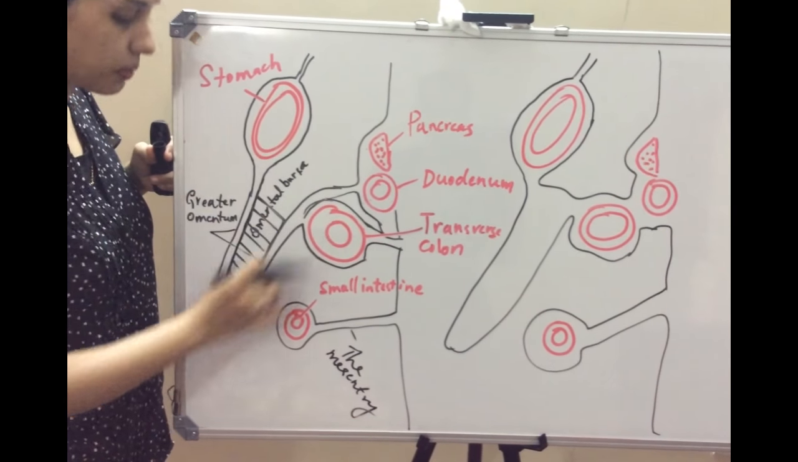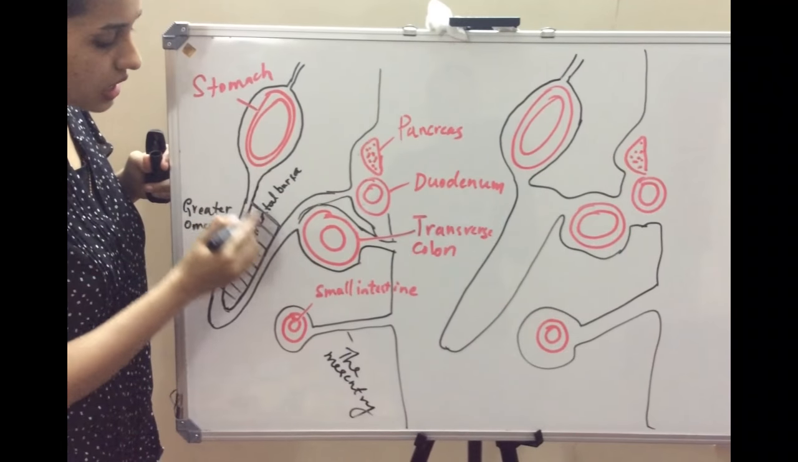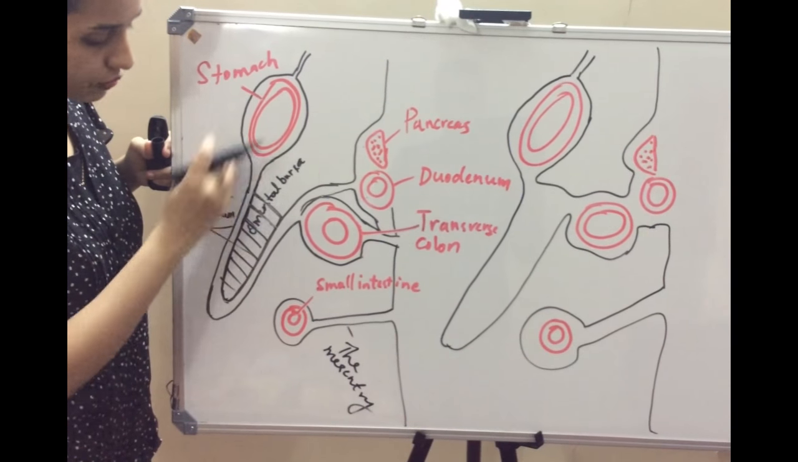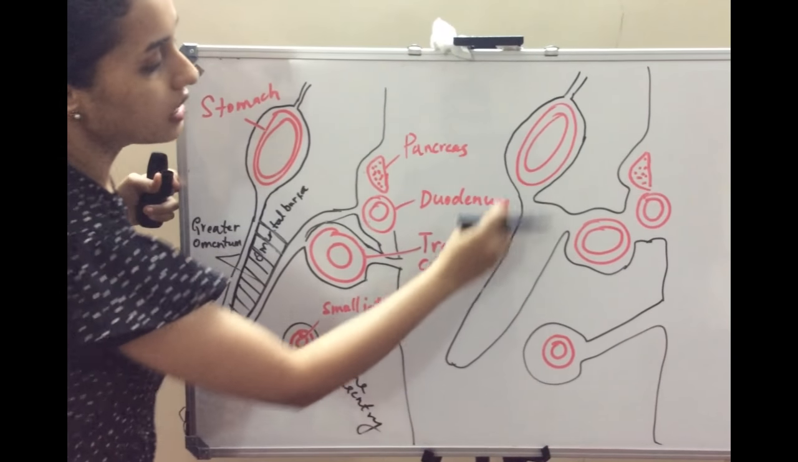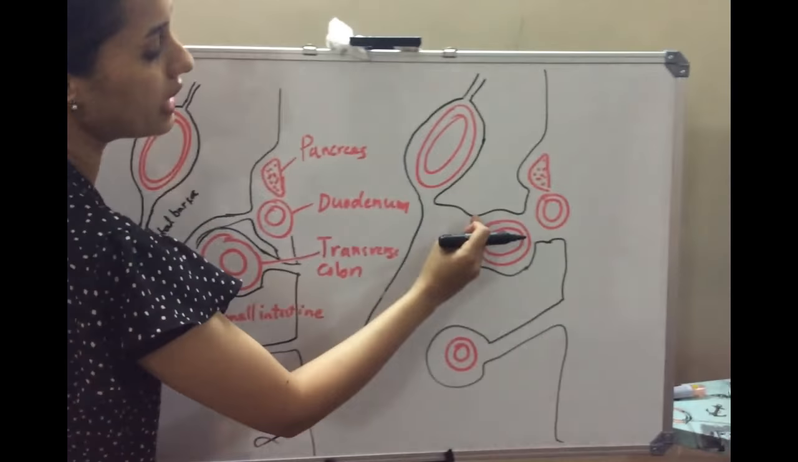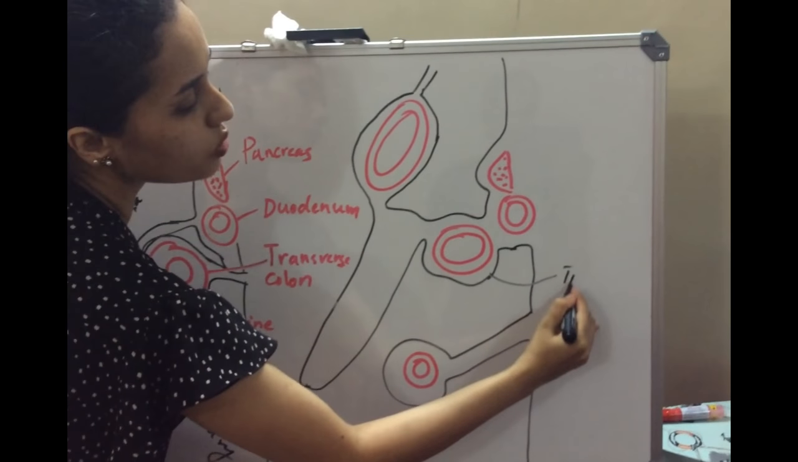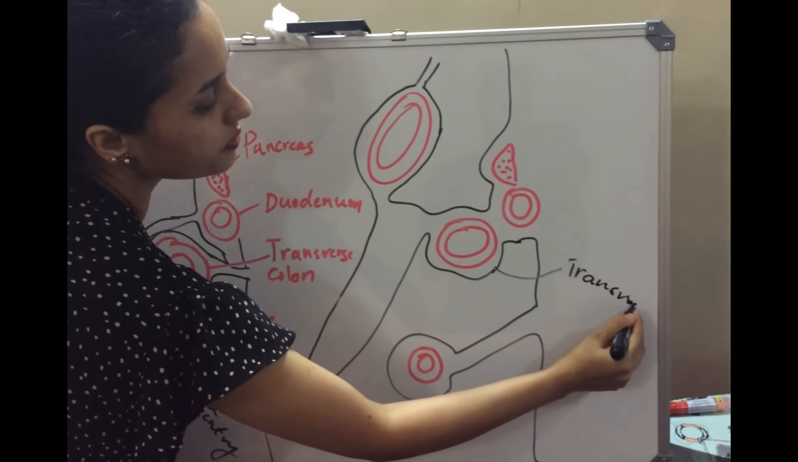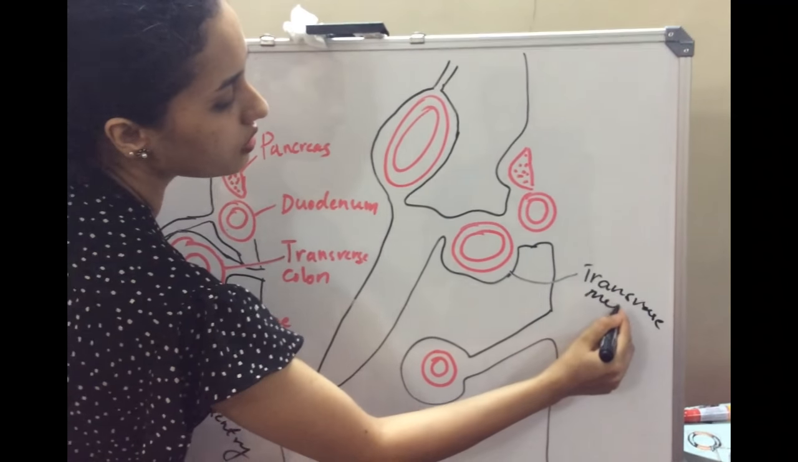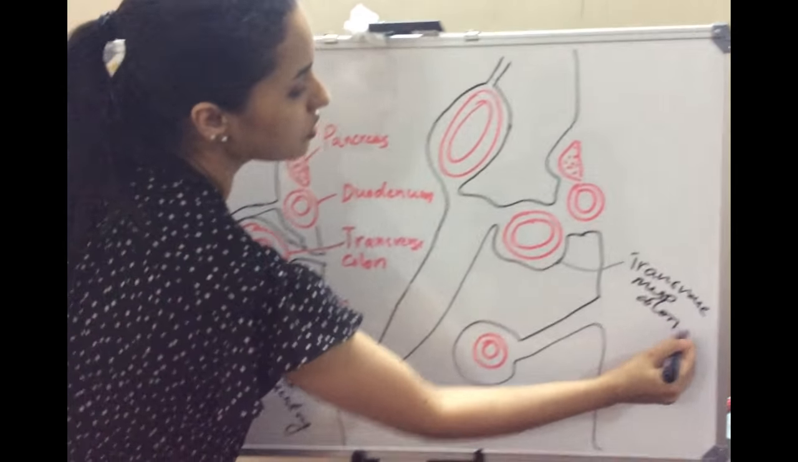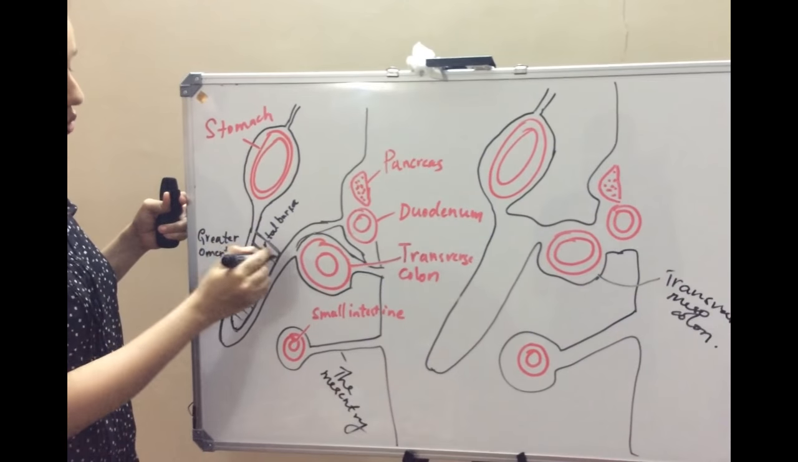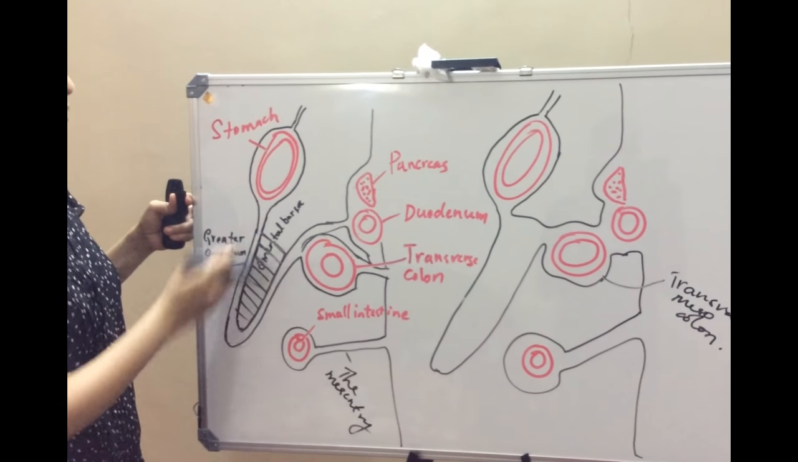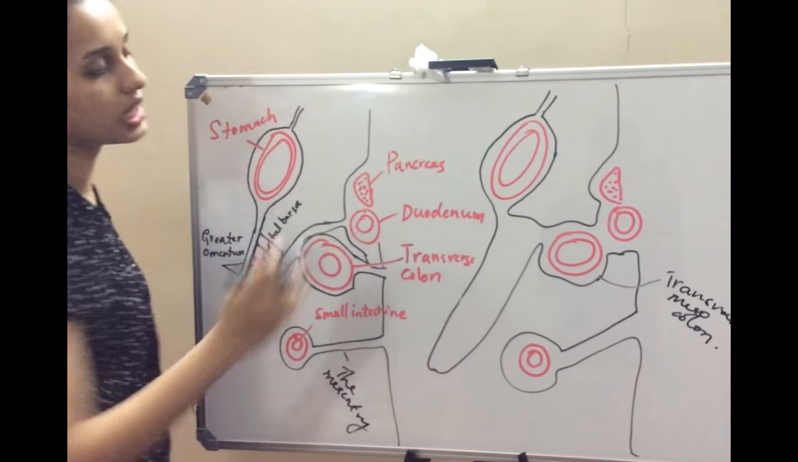Initially there will be a double sheet with 4 layers. These 2 layers fuse with each other forming a single sheet having only 2 layers, and the greater omentum will be directly in connection with the transverse mesocolon. The 2 layers fuse and there is formation of a single sheet.